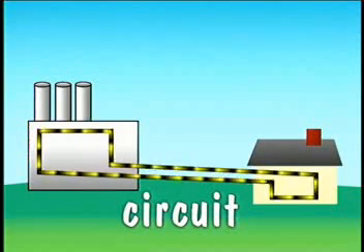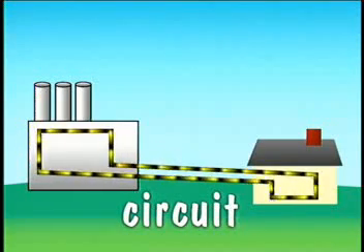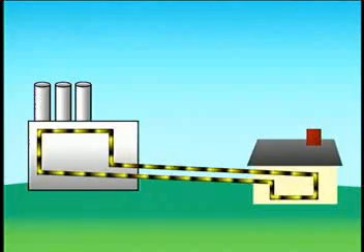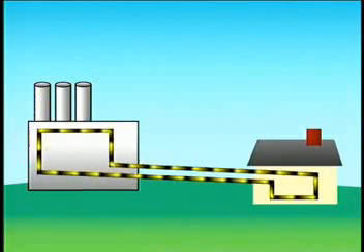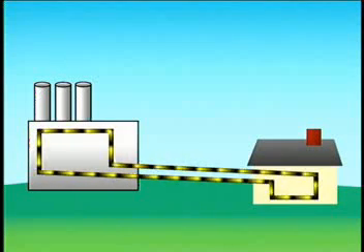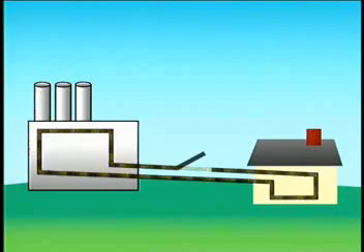An electric current travels in a circuit. It can only go to where it is needed if it can get back to where it started. If the circuit is somehow broken, then the electric current stops flowing.